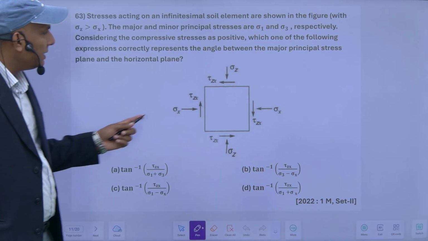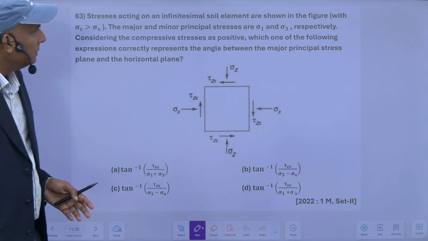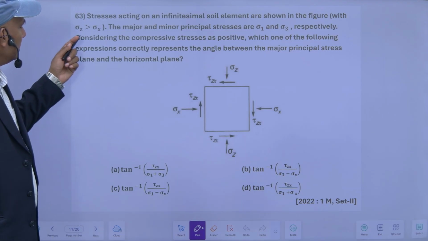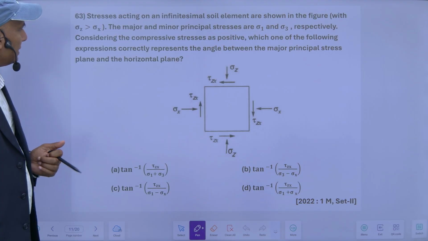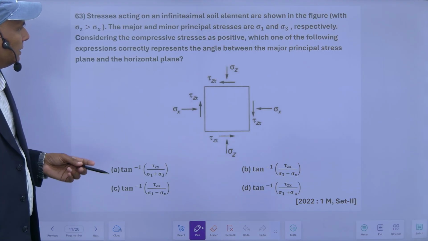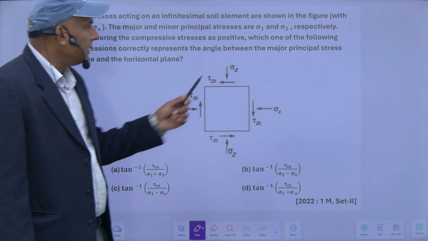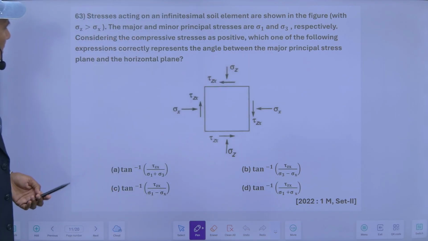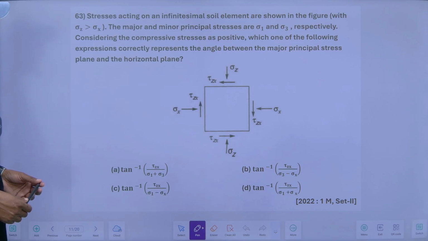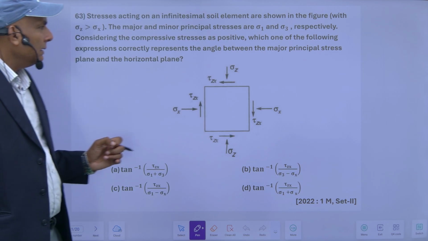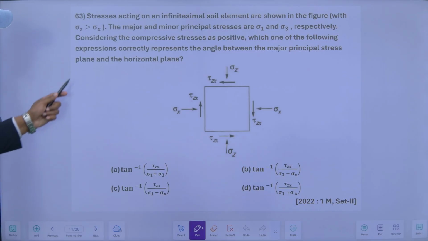Stress is acting on an infinitesimal soil element as shown in the figure, where sigma z is greater than sigma x. The major and minor principal stresses are sigma 1 and sigma 3 respectively. Considering the compressive stresses as positive, which one of the following expressions correctly represents the angle between the major principal stress and the horizontal plane?